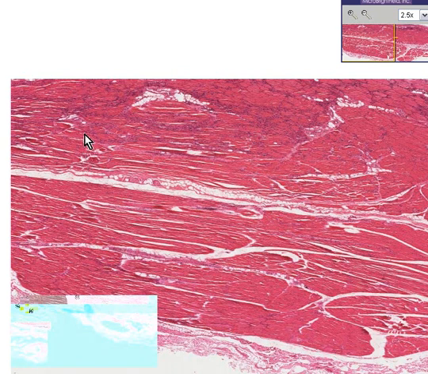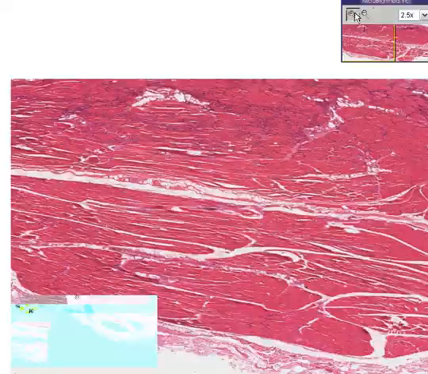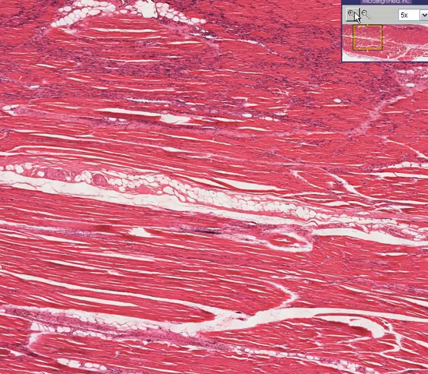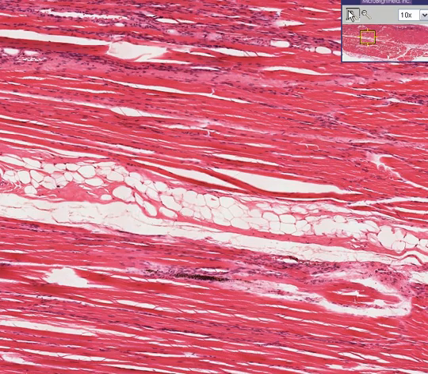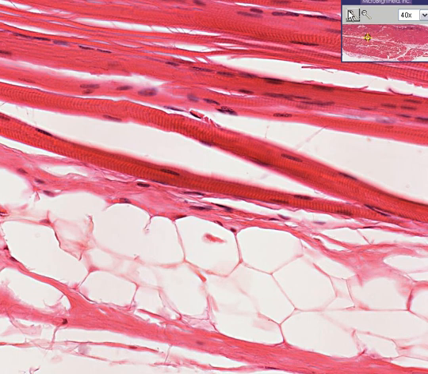Let's take a look at this case. This is another piece of skeletal muscle. I think you'll realize that instantly, even though it's not normal, by virtue of the fact that you see fibers that have clear striations and nuclei arranged at the periphery.